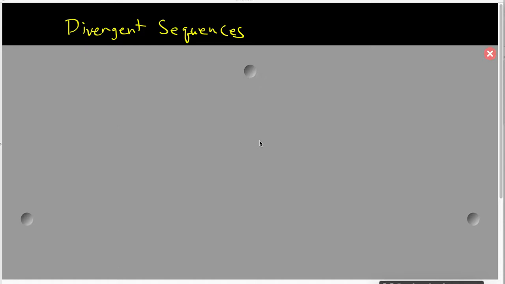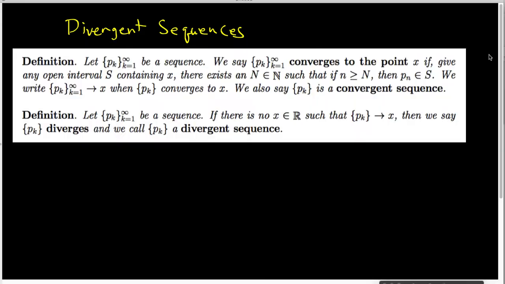In this video, we're going to look at divergent sequences. We start with the definition, and the definition of a divergent sequence is given right here. Basically what it says is that the sequence doesn't converge to anything. In other words, to understand what a divergent sequence is, we need to negate this particular definition.